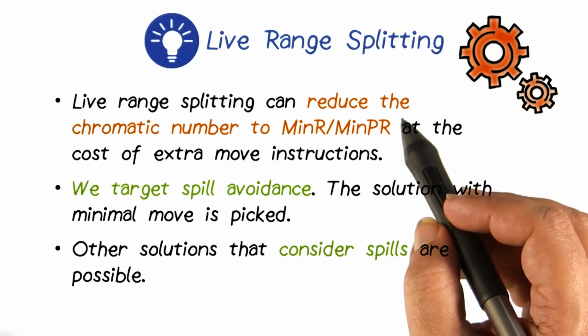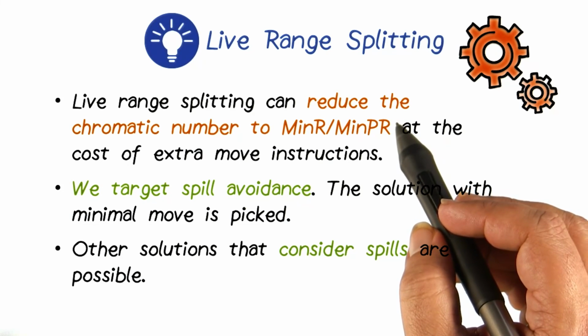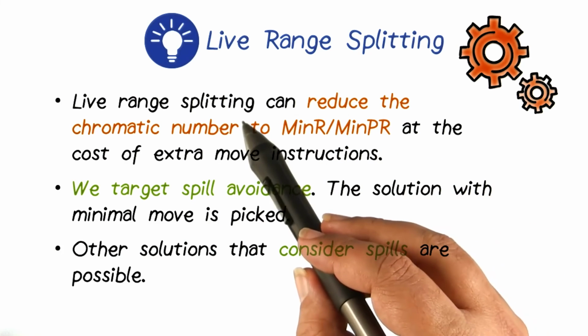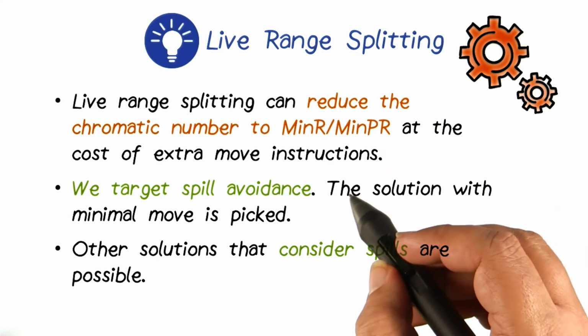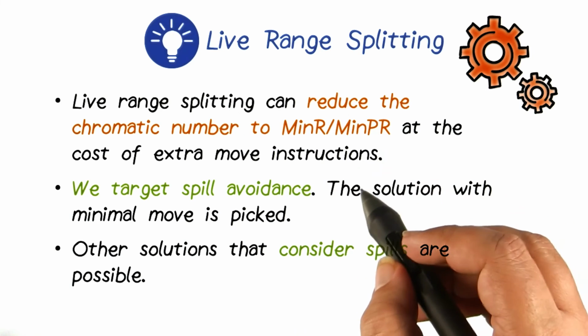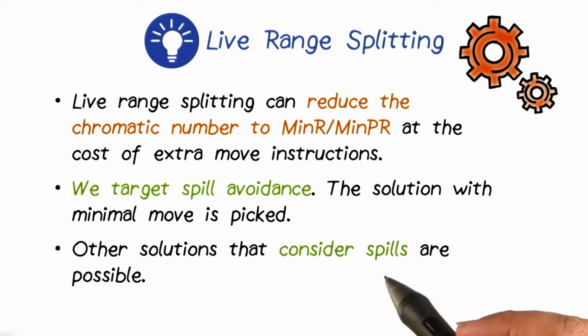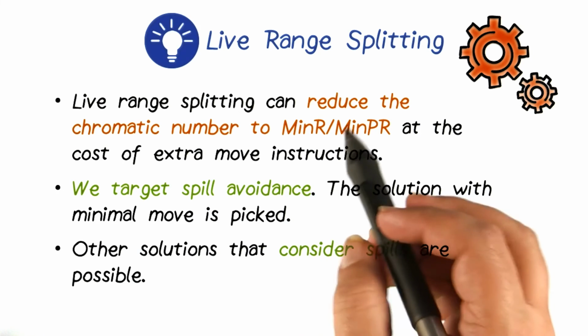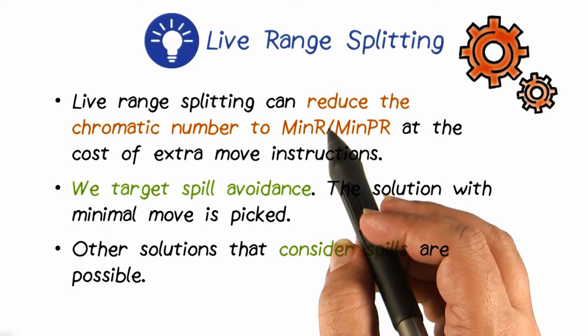As you can see, the role of live range splitting during this process is very, very important, because the way we will reduce PR by 1 or SR by 1 is by relying on live range splitting. We'll target spill avoidance and pick the minimal move solution, which introduces the least cost, because spilling the variable is havoc. It is going to cause tremendous context switch overheads and is not a good idea. So we'll try to undertake live range splitting, which induces a move but not really a spill.